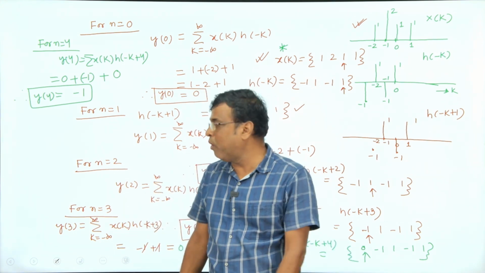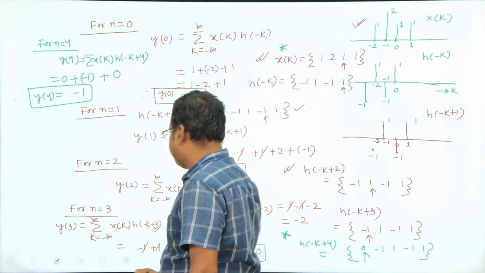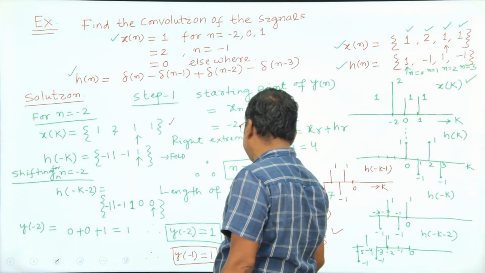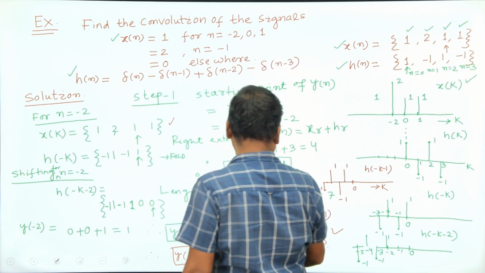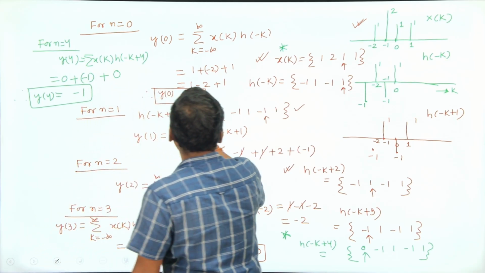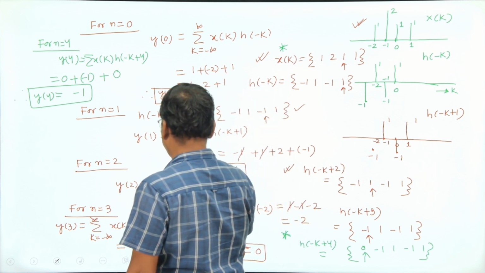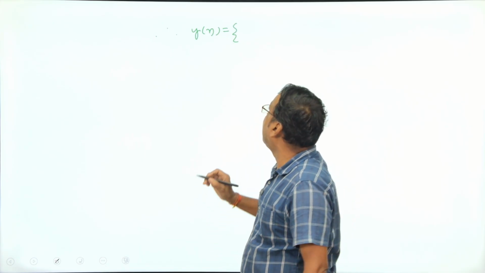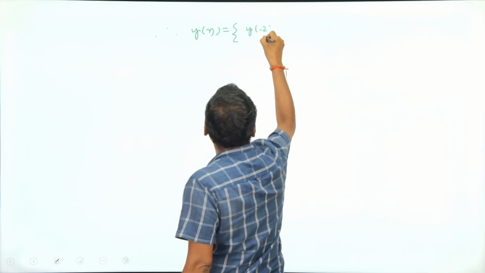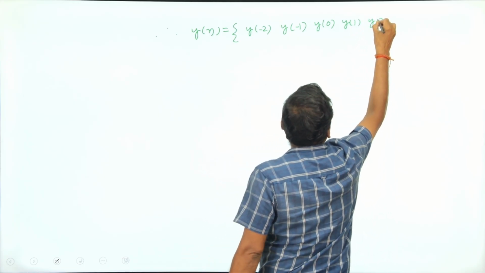In this way, we have derived all the values from n equal to minus 2 to n equal to 4. Already we got n equal to minus 2, that is 1, and n equal to minus 1, that is 1, then 0, then n equal to 0, that is 0, n equal to 1, 1, n equal to 2, minus 2, n equal to 3, that is 0, and n equal to 4, that is minus 1. Therefore, we have got y of n from n equal to minus 2 to 4: y of minus 2, y of minus 1, y of 0, y of 1, then y of 2, then y of 3.